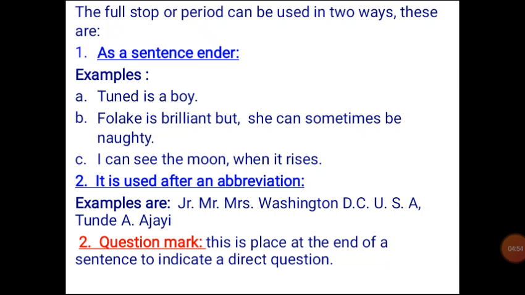Alphabet B. Folake is brilliant, but she can sometimes be naughty. Full stop. Alphabet C, I can see the moon when it rises. Full stop. So the full stop there in alphabet B and C after the comma has shown that the sentence is completed. Now, the second use of full stop or period is that it is used after an abbreviation.